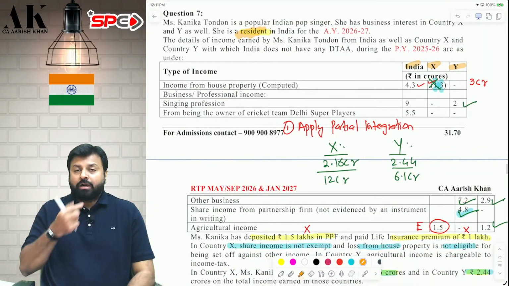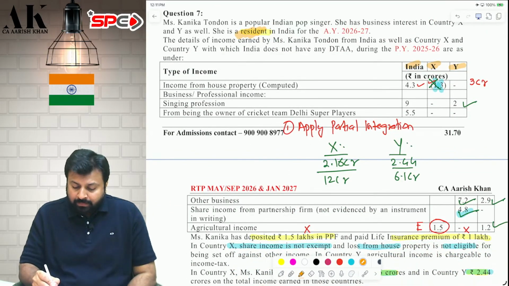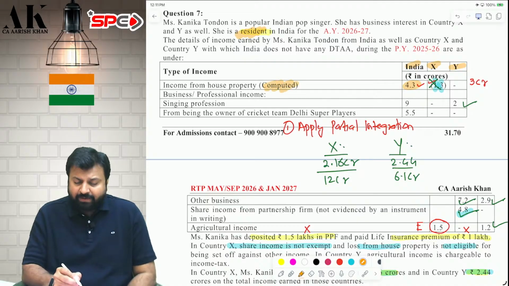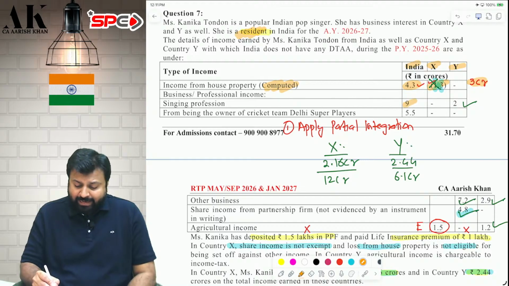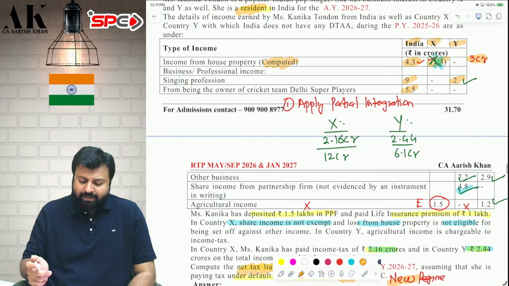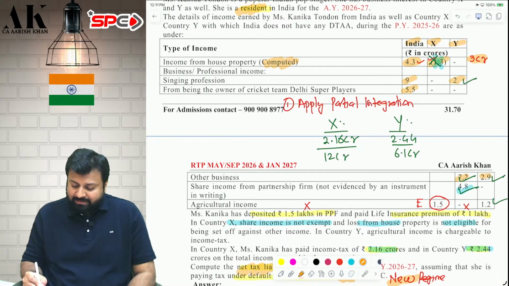So let's try to compute the total income of Kanika first. In India, she is earning house property income of 4.3 lakhs. Directly income is given, therefore no need to take 30% standard deduction once again. There is a loss of 1.3 crores in foreign country. Therefore the net income is 3 lakhs. Then take 9 lakhs singing profession income, 2 lakhs singing profession income. Then 5.5 lakhs from the owner of cricket team Delhi Super Players. Then other businesses income you should take.